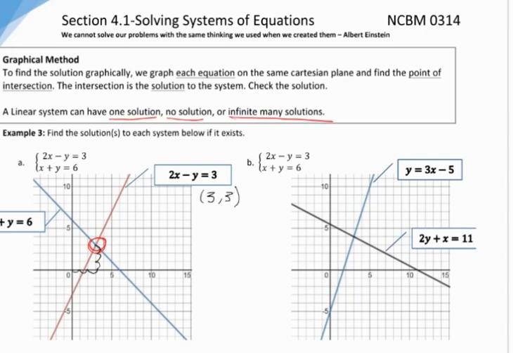So for this one, we have 3 plus 3 equals 6. 6 equals 6, yes. Now let's check this one. So we have 2 times 3 minus 3 equals 3. 2 times 3 is 6 minus 3 equals 3. 3 equals 3, yes. So my solution is good to go. Let's take a look at example B.